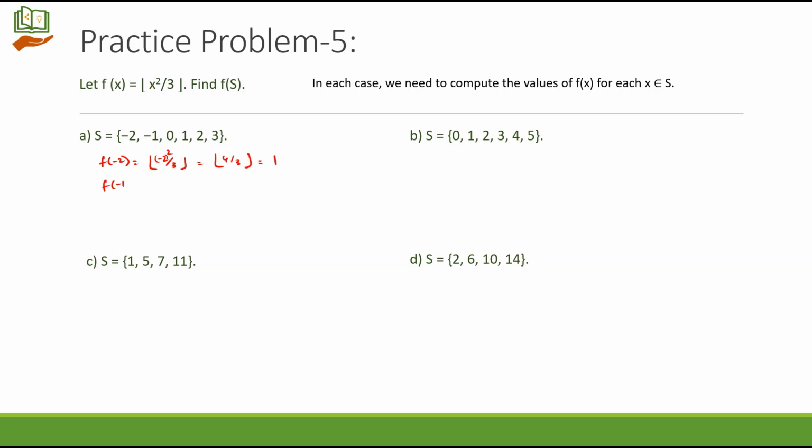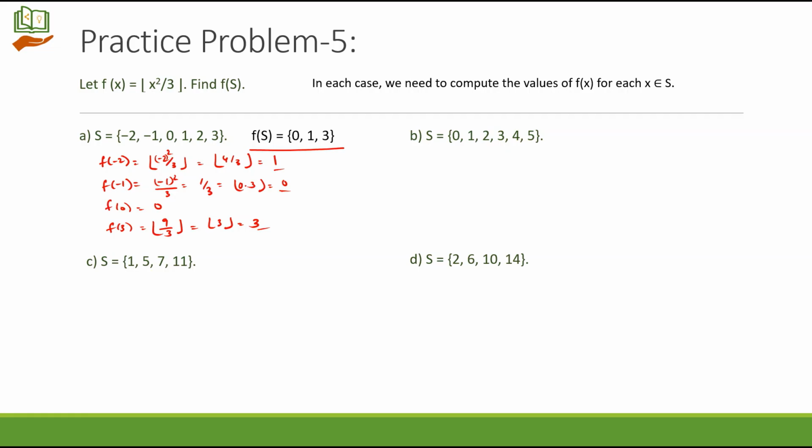What about f of minus 1? This will give minus 1 the whole square divided by 3, which is 1 by 3. This is 0.3, under floor will give 0. What about f of 0? It is 0. What about f of 1? F of 1 will also give 1 by 3 only. So it will come to 0. F of 2 square by 3 will also give 4 by 3. It will come to 1. Then what about f of 3? We have 3 square, that is 9 divided by 3 under floor function. So floor of 3 is equal to 3. So what are the possible values of f? We have 1, 0, 3 here.